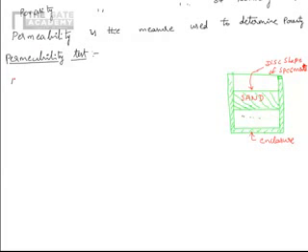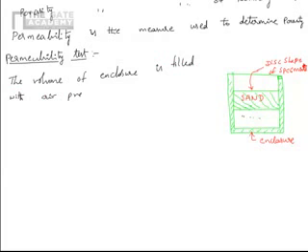So what are the notations we need to remember? First point you need to remember, the volume of enclosure is filled with air pressure. This pressurized air is P. This P has to be greater than P atmospheric. Here it is P. Outside is P atmosphere.